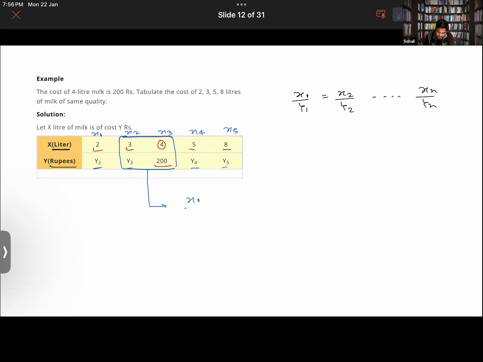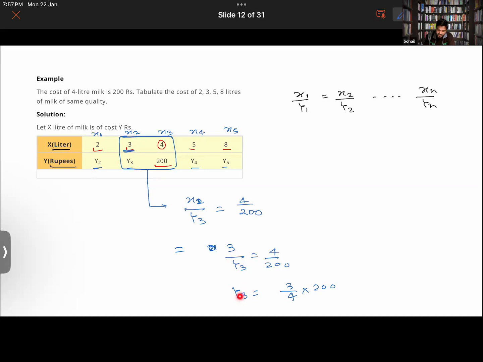See, x2 upon y3 equals x3 upon 200, that is 4 upon 200. So x2, which is already given here as 3, upon y3 equals 4 upon 200. Thereby the value of y3 is 3 into 200 upon 4, that is 600 upon 4.